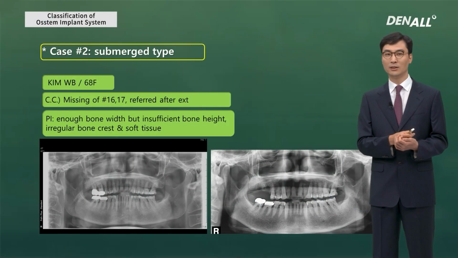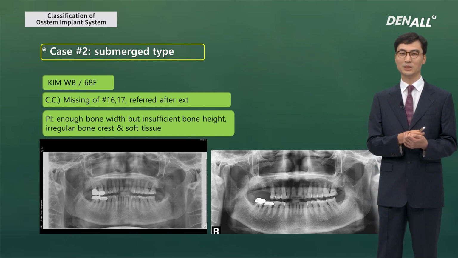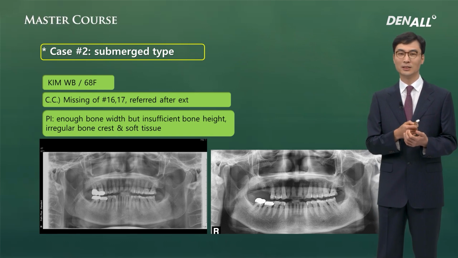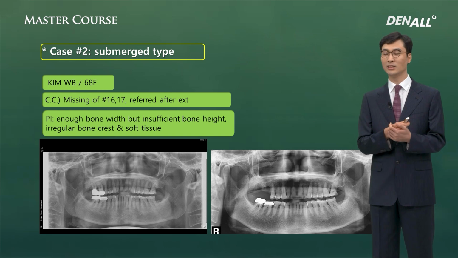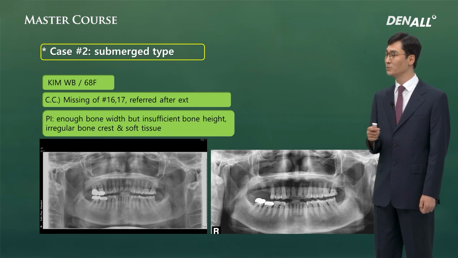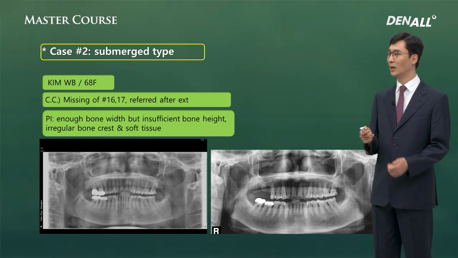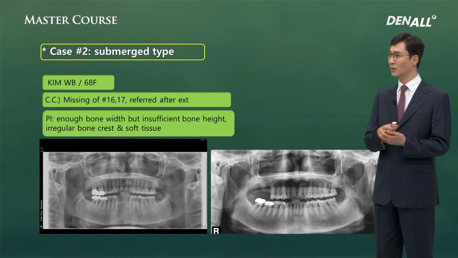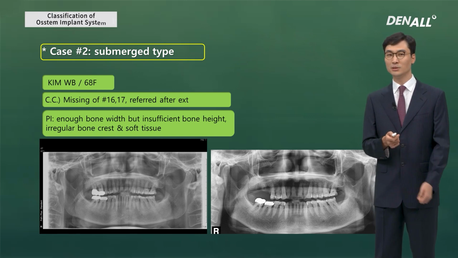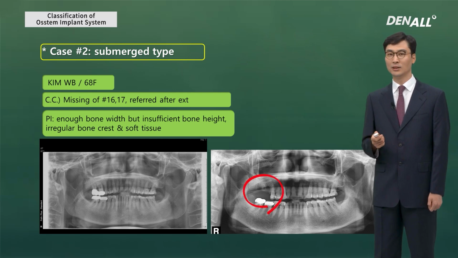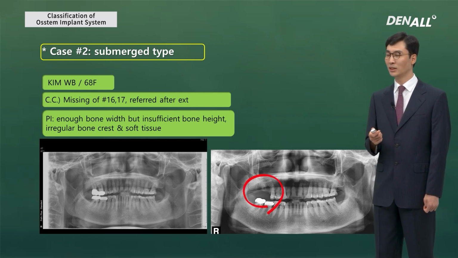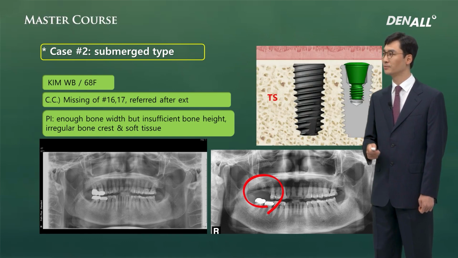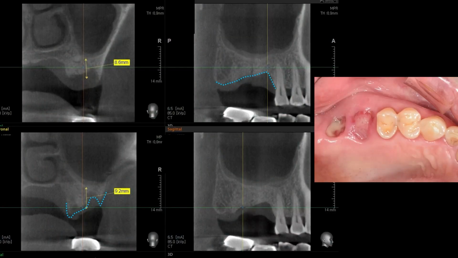Unlike this, actually in practice we need to use a submerged type more, because when we do implant procedure, not many times we encounter perfect conditions. If you look at this patient, number 16 and 17 were extracted before the patient was referred to us. There's enough residual bone width, but the bone height was insufficient, so it was decided to do the surgery with a two-stage approach using submerged type with the GBR.